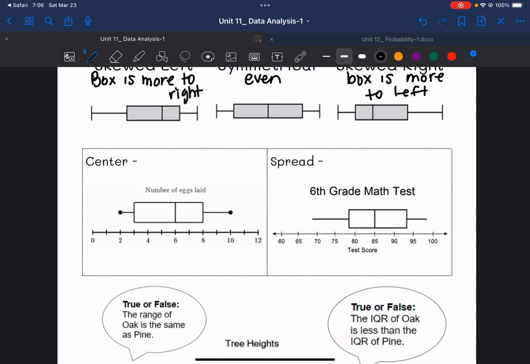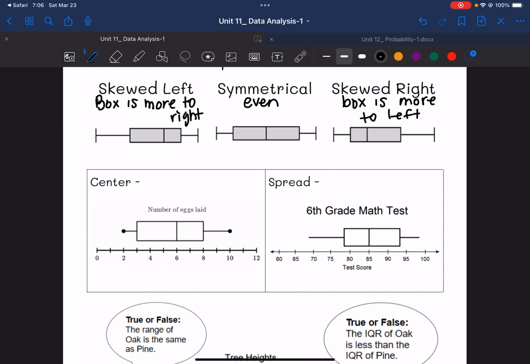All right, let's talk about center. Center is also called the median. That is Q2, and what we're going to take a look at is inside of the box. It's the center of the box. Here is the box, and I'm looking at this piece right here. That's going to be 6. So quartile 2, or the median, is 6.